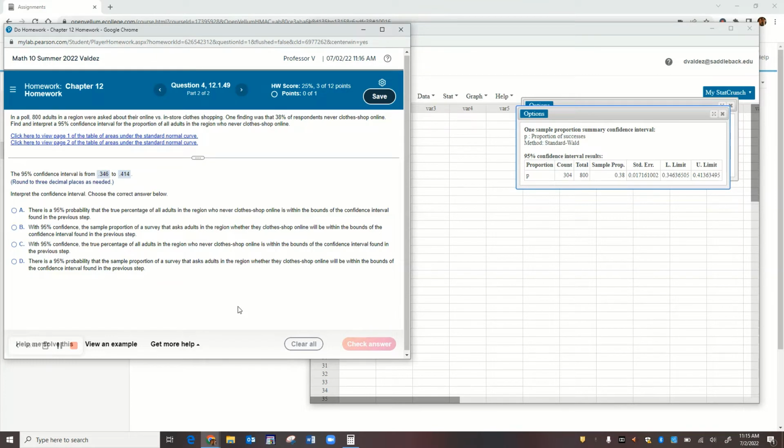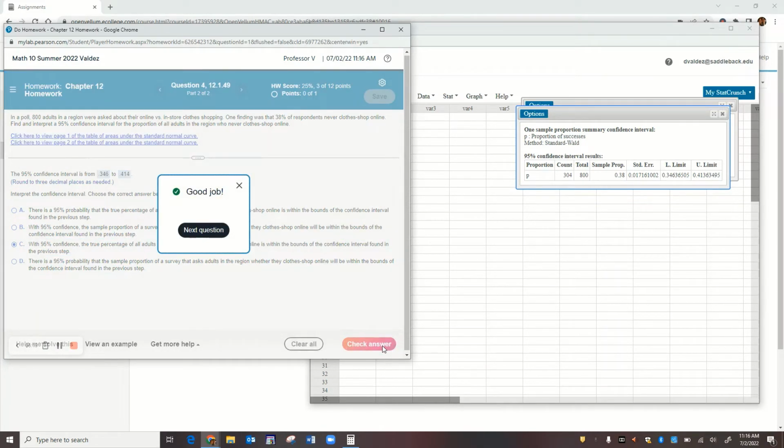No. With 95% confidence, the sample proportion of a survey that asks adults in the region whether they clothes shop will be within the bounds. It's not about the sample proportion. We set up confidence intervals to see where the population proportion is. With 95% confidence, the true percentage of all adults who never clothes shop is within the bounds. That one's sounding right. So we don't make confidence intervals for estimates on the sample proportion. We make it for the true proportion, the population proportion. Good job. Okay. So that is everything that you guys need for this section. Let's hop back into the lecture right now, and we'll look at hypothesis tests.